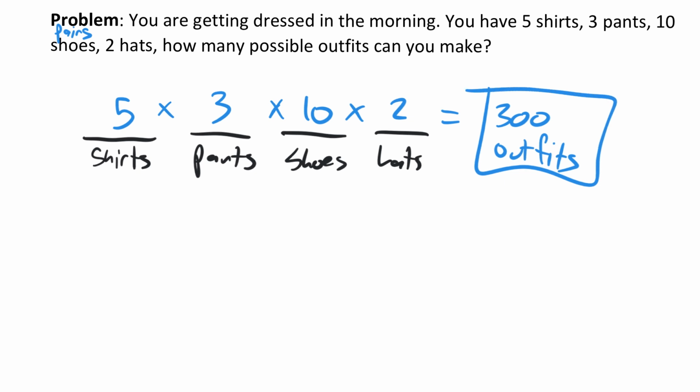Again, with a number like 300, you would never want to write out all the different combinations. It would be way too many. But using the formula, we can get the answer pretty quickly.